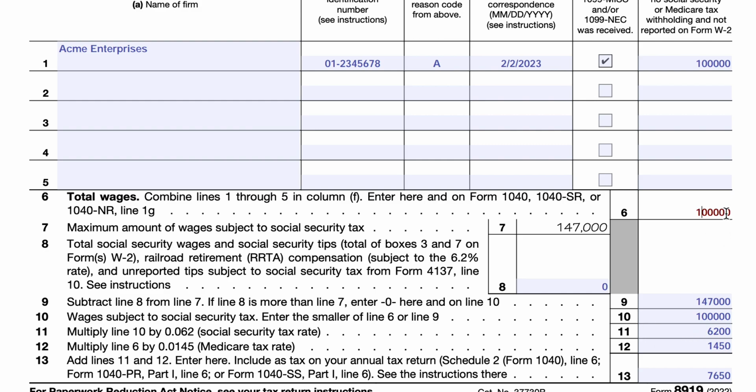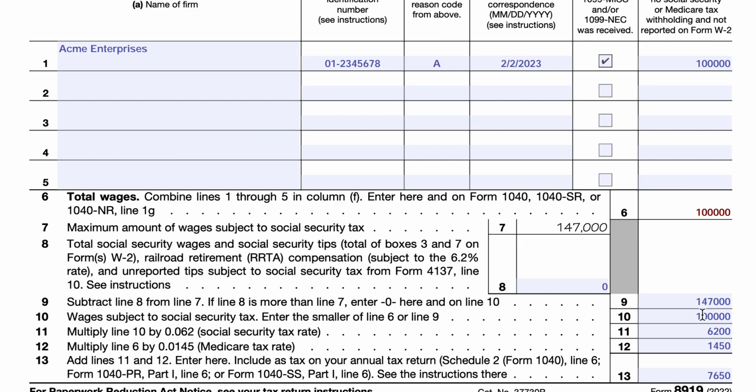We're going to multiply the line 6 amount by 1.45%. There is no income limitation to Medicare. So if you earned $1 million in the tax year, then you would owe $14,500 instead of the $1,450 for Medicare taxes. And then in line 13, we combine lines 11 and 12. We'll enter that here. We'll also put that in Schedule 2, line 6 as part of our tax return. That ends up becoming an additional tax that gets put back into your Form 1040.